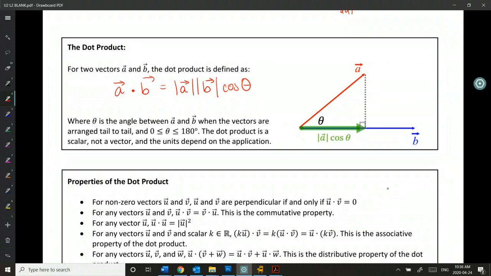And remember, we always refer to the angle theta between the vectors as the angle when the vectors are arranged tail to tail. So this angle theta can be anywhere between 0 and 180 degrees. The other important thing to know about the dot product is that it gives us a result that is a scalar. When we do the dot product of two vectors, we get out a scalar answer, because we're looking at the product of their magnitudes. We can't really multiply two vectors together, so if we're just doing the product of two magnitudes, we get out a scalar.